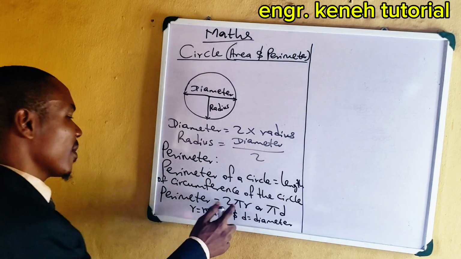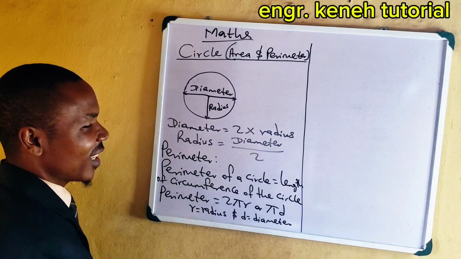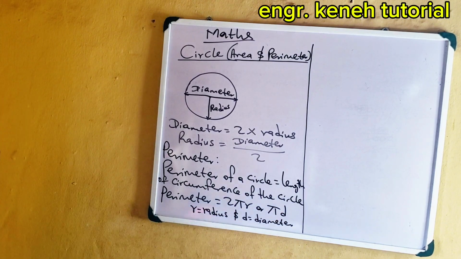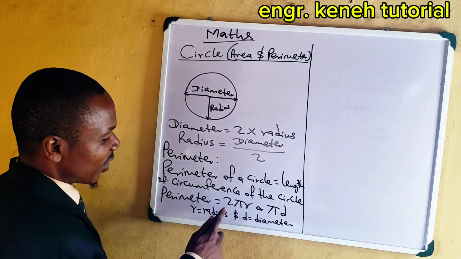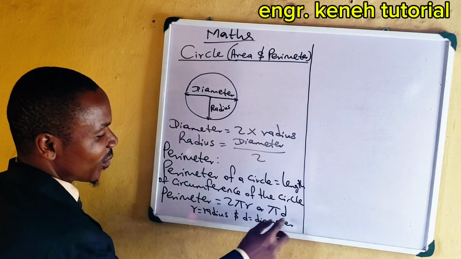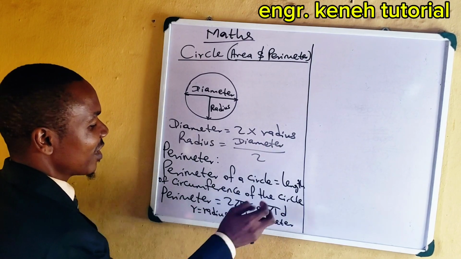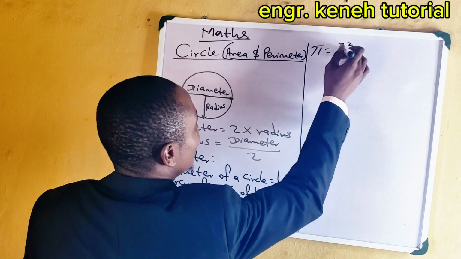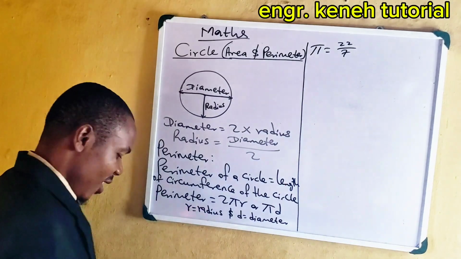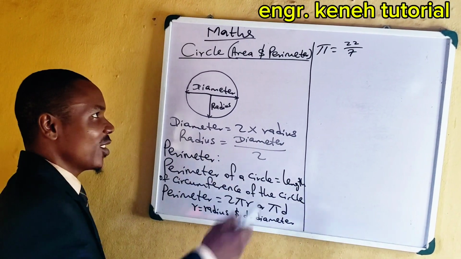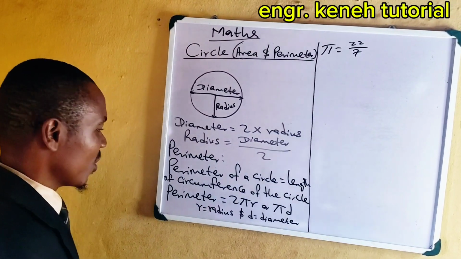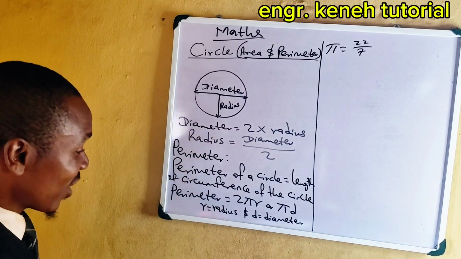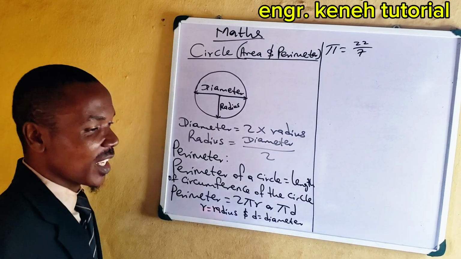Either you use this. If you are given diameter, just use this method. If you are using radius, use this formula. This one is for diameter, this one is for radius. Whichever one, it will give you the same thing. Why are they the same? Because 2 times r will give you d, diameter. Pi will remain the same thing. And pi most times is 22/7. Unless otherwise stated, take it as 22/7, a constant. So we use this formula to solve for length of circumference of a circle or perimeter of a circle.